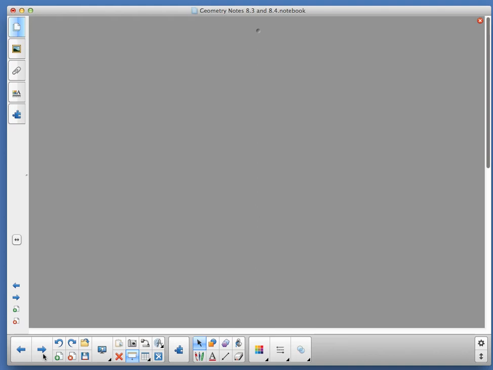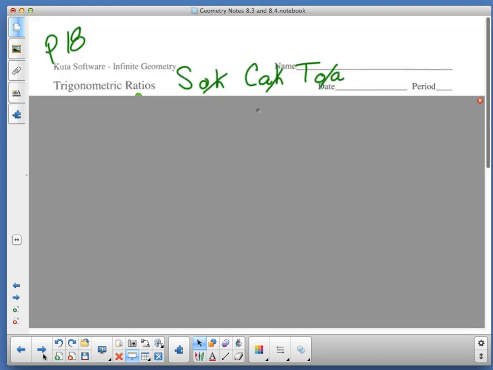The first thing you should have at the top of your page is what you do before you go swimming. SOHCAHTOA should be up there. Sine, opposite over hypotenuse. Cosine, adjacent over hypotenuse. Tangent, opposite over adjacent. SOHCAHTOA.